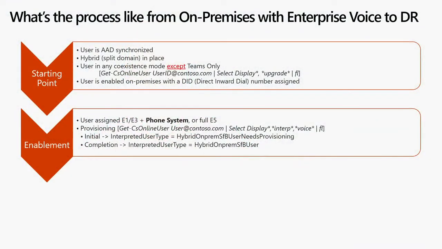When the license is assigned, if you do a Get-CsOnlineUser, you will look at the interpreted user type, what it is at the beginning, and when the provisioning is finished, it will show hybrid on-prem SFB user. That's how you know provisioning is completed, and Teams knows about that SFB user.